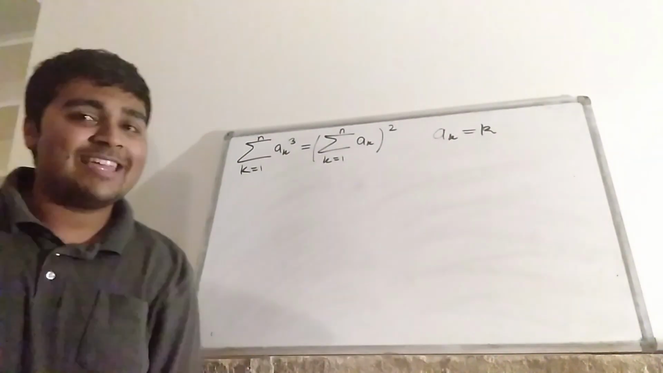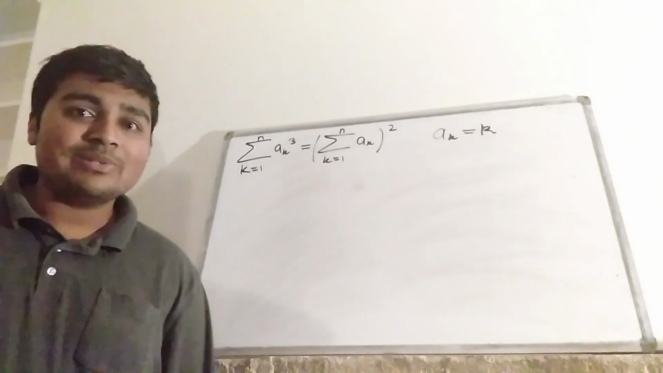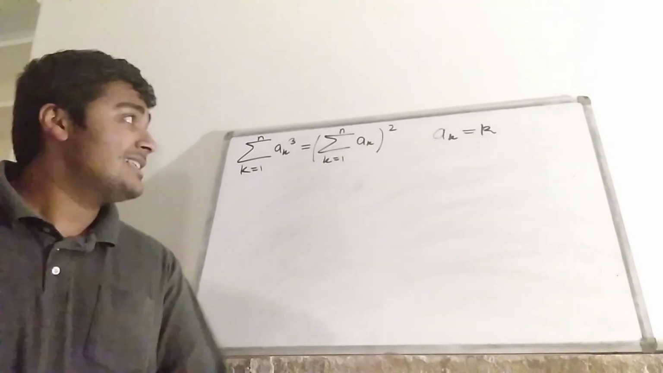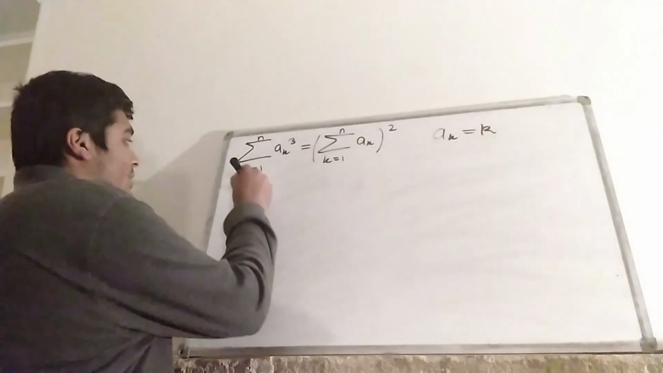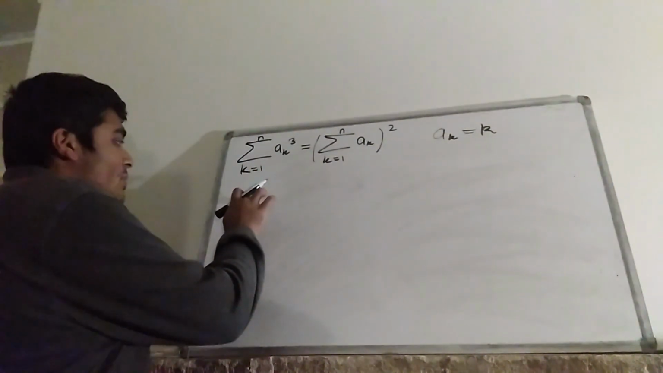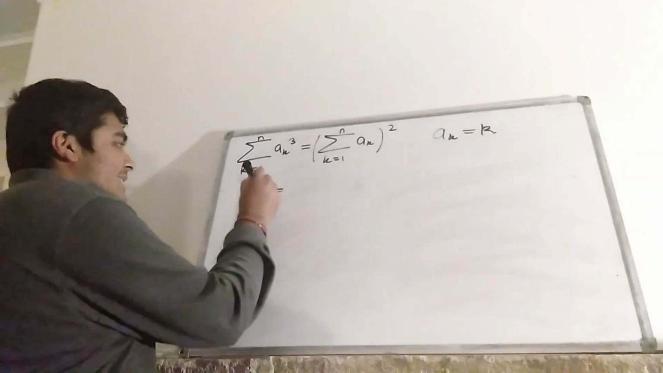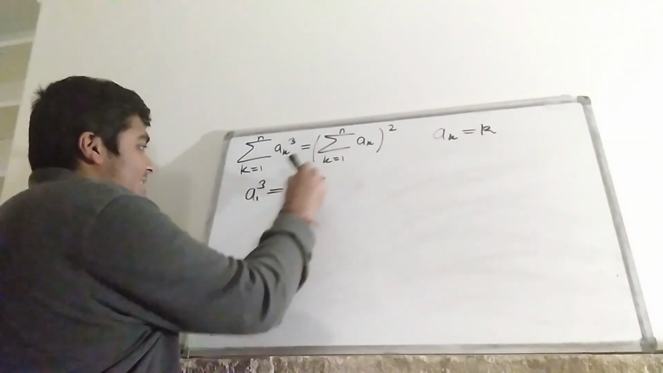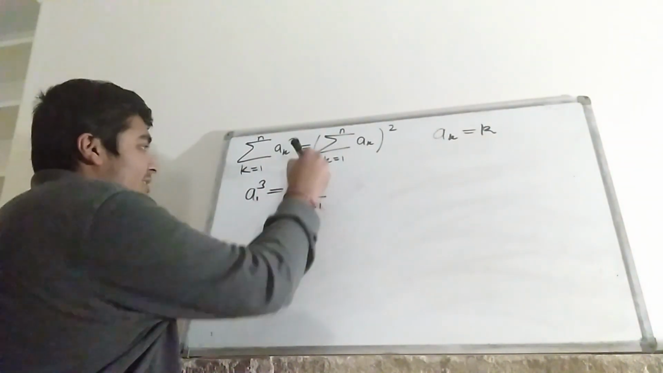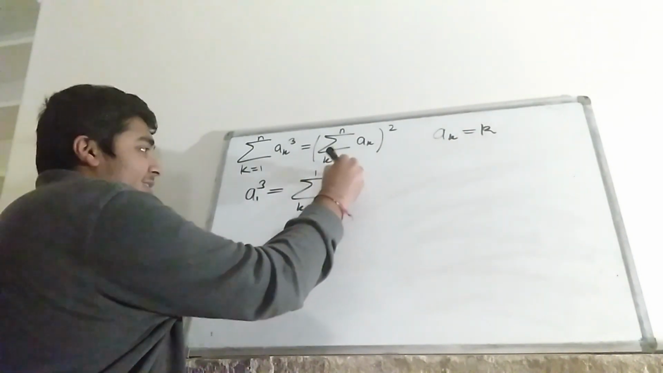Okay, so I want to prove that a_k equals k, and to do that I'm going to use induction. So let's look at the base case, k equals 1. We want to prove that a_1 equals 1. Well, let's start with a_1 cubed, for example. a_1 cubed is precisely the sum from k equals 1 to 1 of a_k cubed.